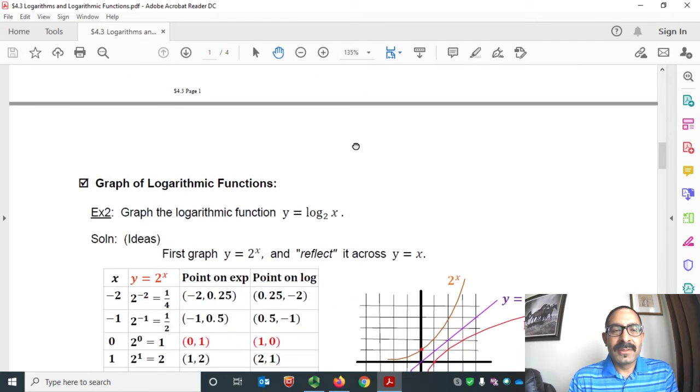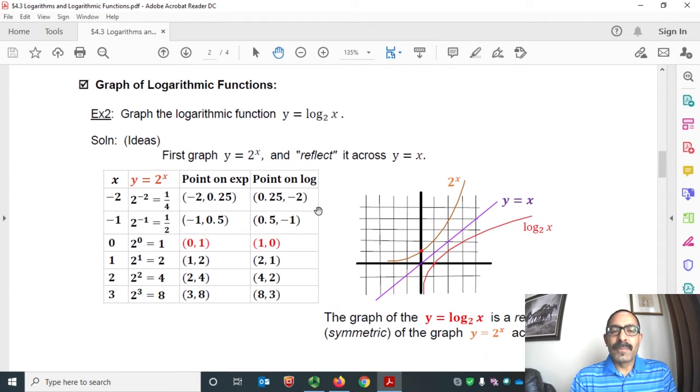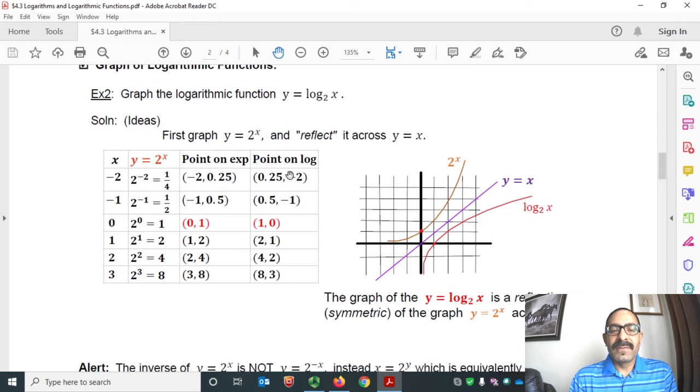Now let's move on. Next, let's talk about graphing the logarithmic functions. Example 2, let's graph y equals log x with base 2. So the idea is, first graph y equals 2 to the x. This is the equivalent exponential form of the given log function, and we know log functions and exponential functions are inverses, so we can reflect the graph of this exponential function across the diagonal line y equals x, and that reflected graph is the graph of this log function.